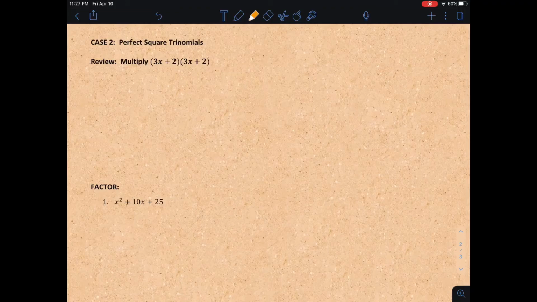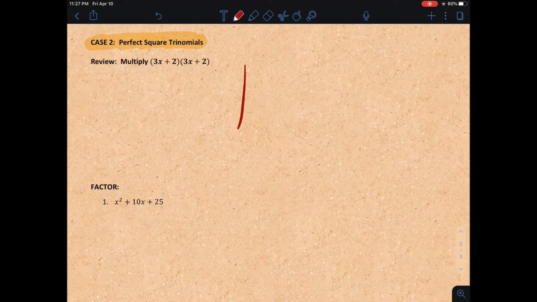All right, guys, let's look at our second case. This is going to be a perfect square trinomial that we're going to be factoring today, which again, hopefully sounds familiar. We talked about this when we learned how to multiply binomials, right, in the special cases. Let's go right into our very first example here. So I'm going to show you how to do this in two ways as well.